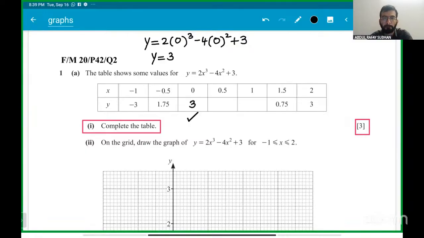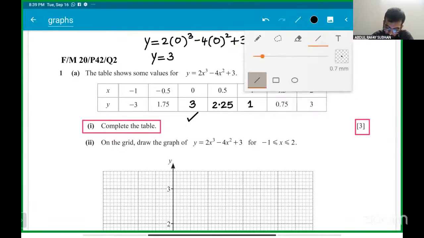Is everyone understanding? Then if you have to put 1, see what will be the answer. 2 minus 4 is negative 2. Negative 2 plus 3 is 1. And for 0.5, you can do it by hand, but it will be time consuming. Because we have to save time here, for the time being use the calculator, which gives 2.25. Please double check the values and let me know. Your y values should be coming 3, 2.25 and 1.